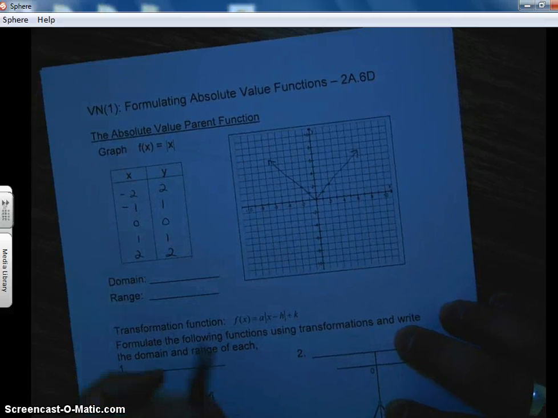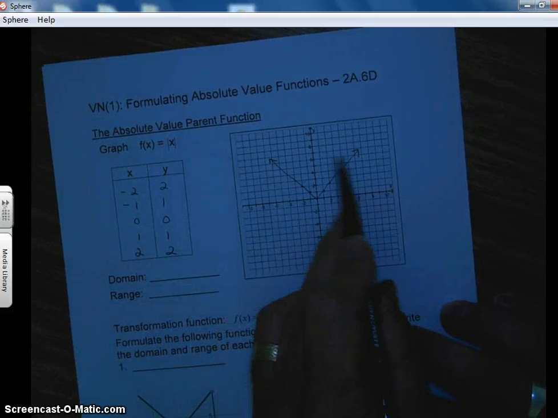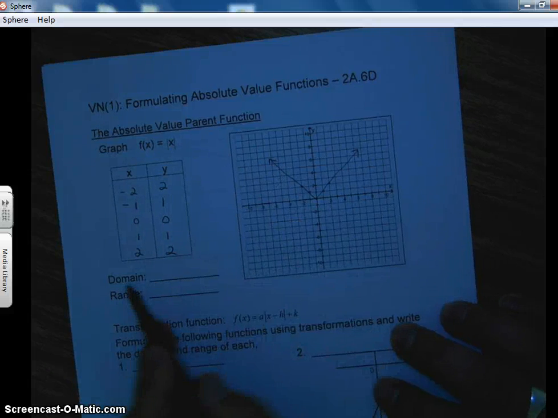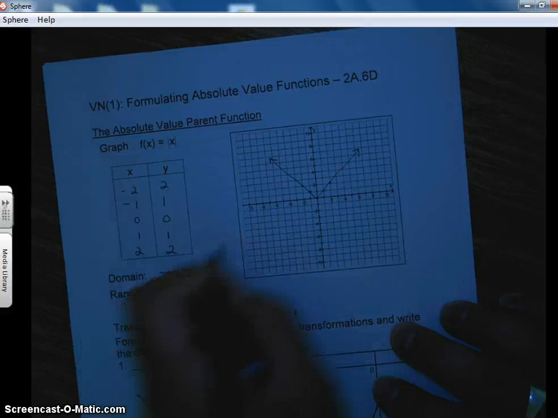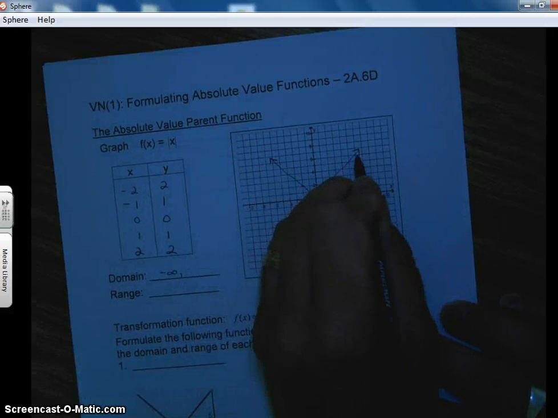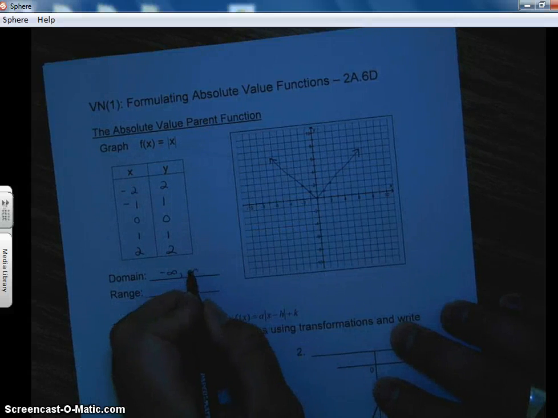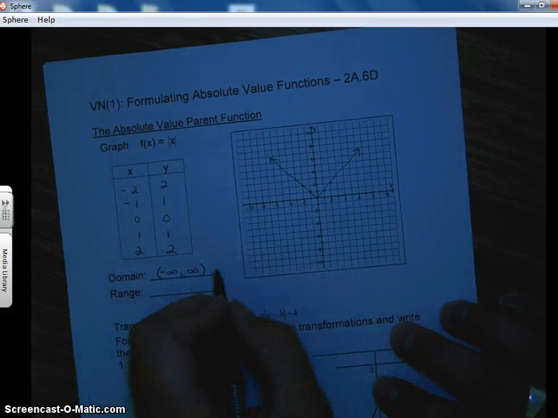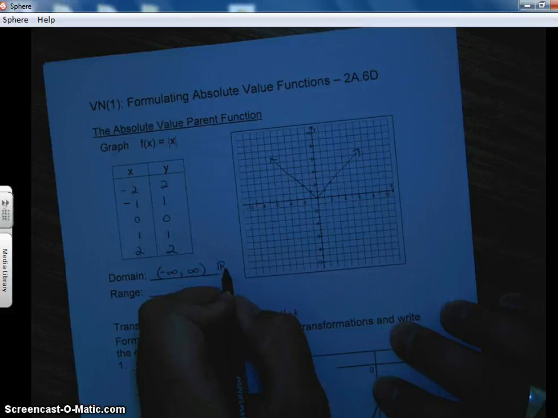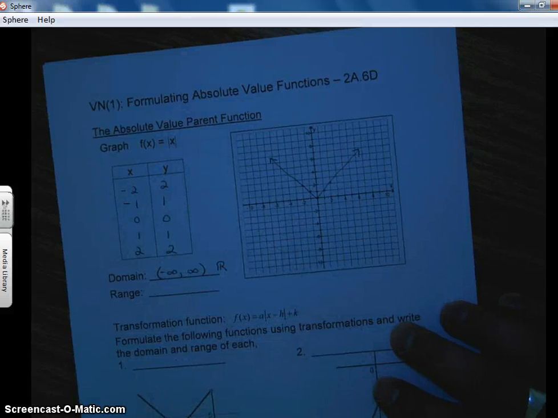Okay, let's do the domain and range. Let's just do the easy one. Let's use interval notation. So domain is left to right. So negative infinity on the left, positive infinity on the right. And we could easily just put the all real numbers symbol right there as well.